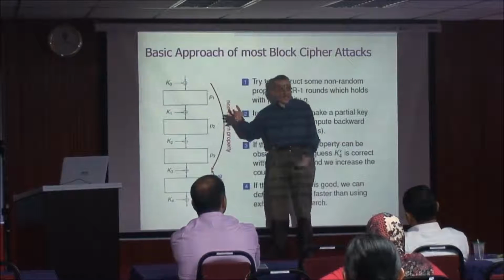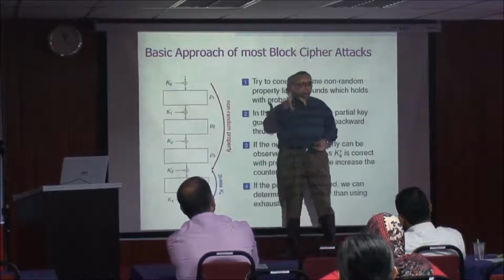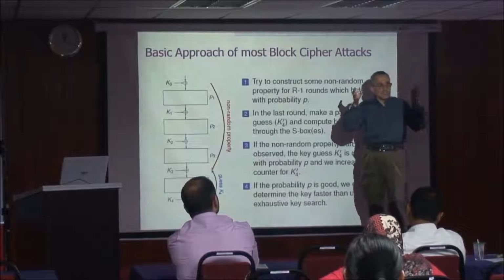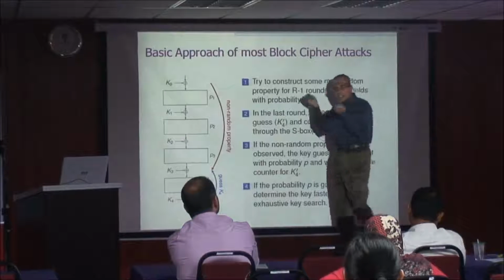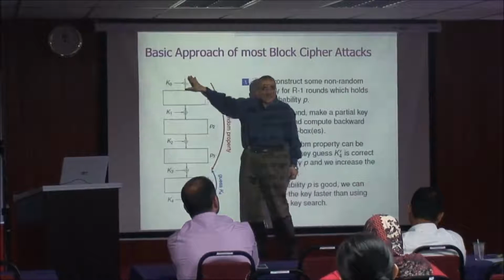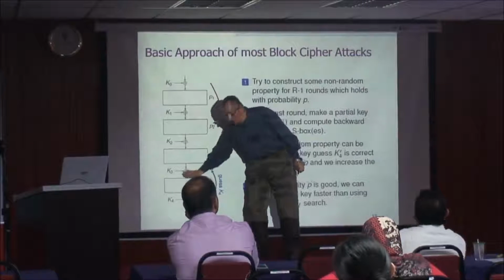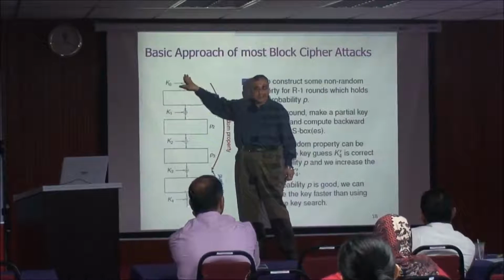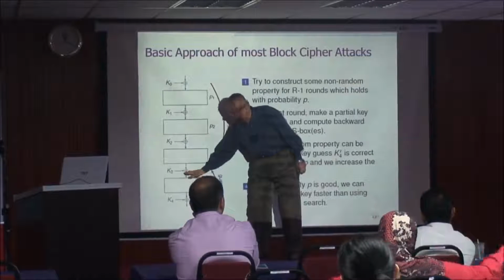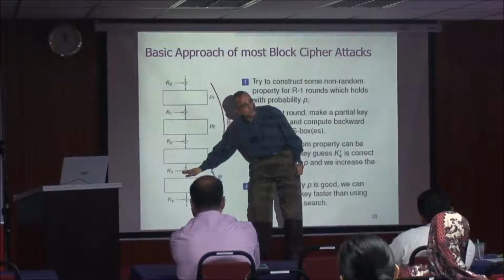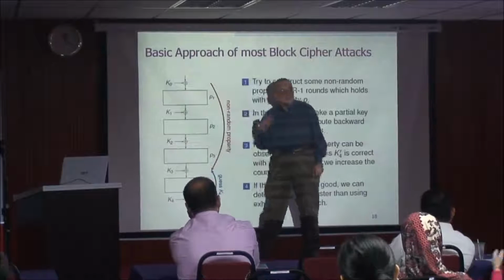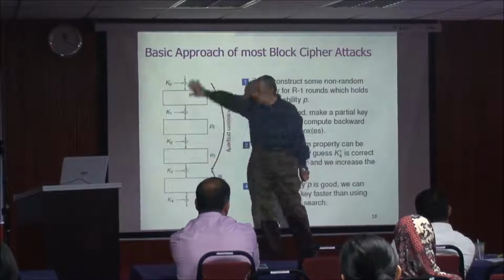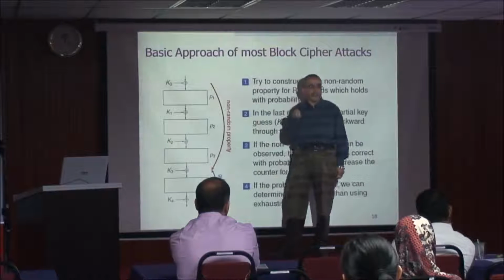Don't think of this property for now. Just think that I have a magical thing that allows me to find some property, some relation that holds between some differences in the plaintext here and some difference in the output of this round. If I can manage to find this distinguisher, I am able to recover the keys of this cipher. How would I do this? The idea is very simple.